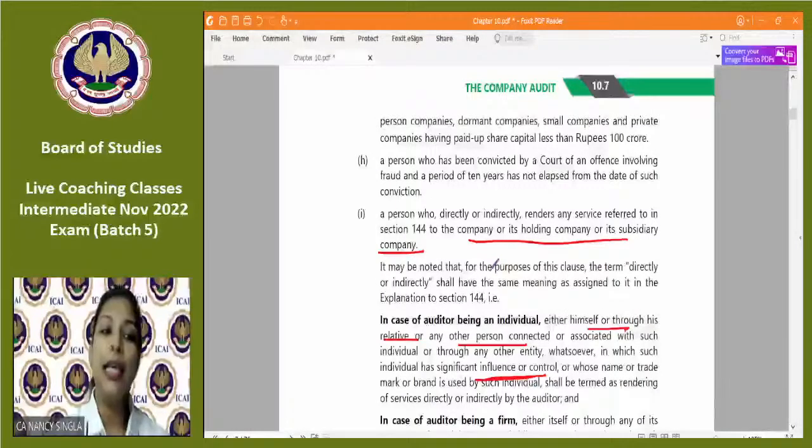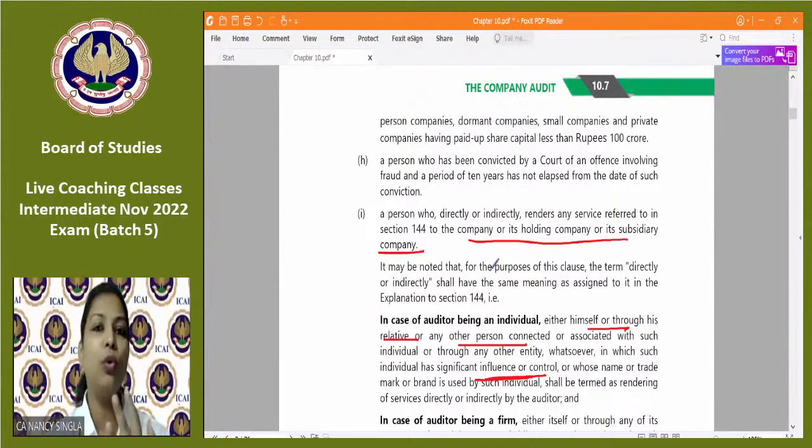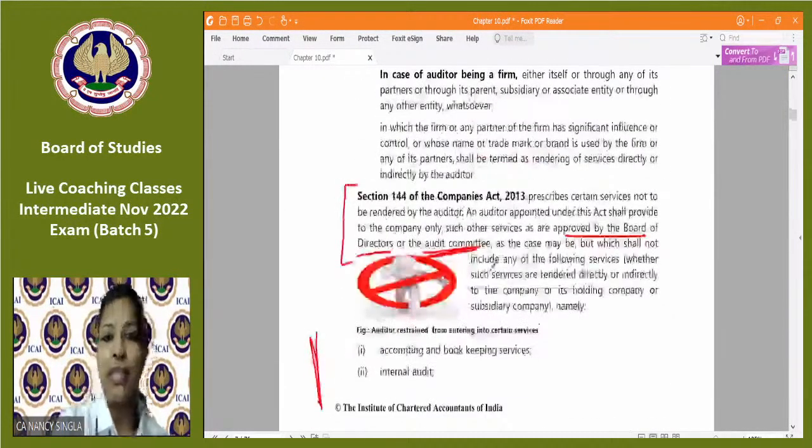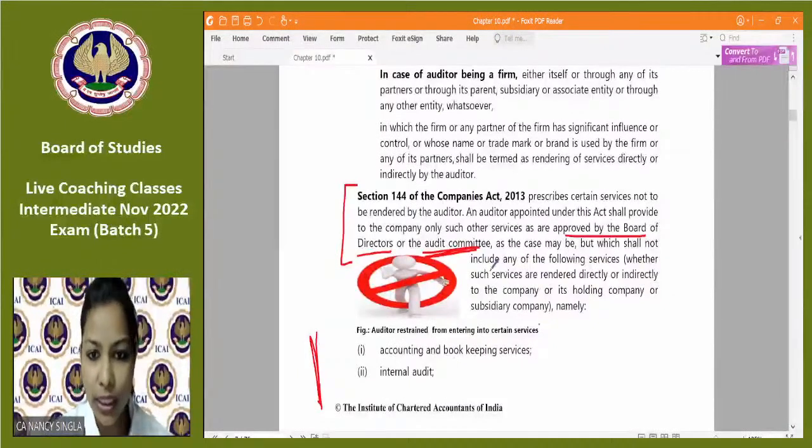ठीक है. Then if any person has been convicted by the court of an offense involving fraud and 10 years have not elapsed from the date of such conviction. 144 की कोई भी सर्विस आप दे रहे हो डायरेक्टली इनडायरेक्टली, किसको, कंपनी होल्डिंग सब्सिडरी को, डायरेक्टली इनडायरेक्टली. तो कोई भी सर्विस देनी है, फर्स्ट ऑफ ऑल ये वाली सर्विसेज तो देनी नहीं है 144 की. अगर इसके अलावा भी कोई देते हो जो परमिटेड है, तो बोर्ड ऑफ डायरेक्टर्स या ऑडिट कमेटी का प्रायर अप्रूवल चाहिए.